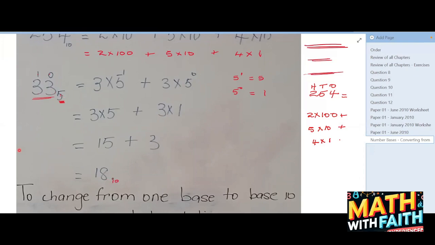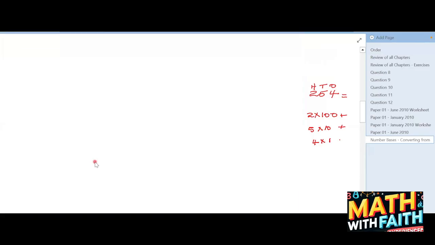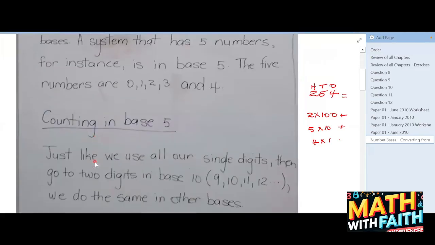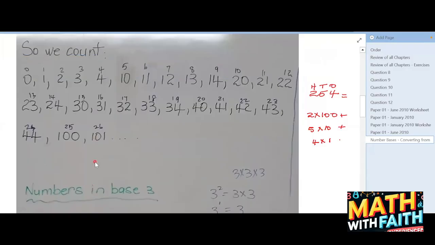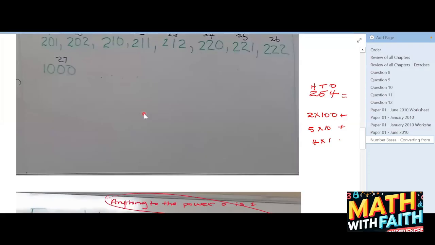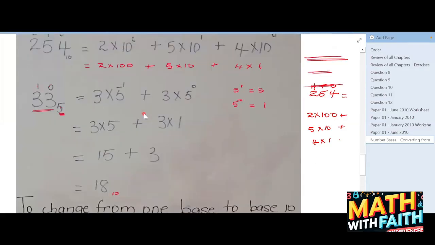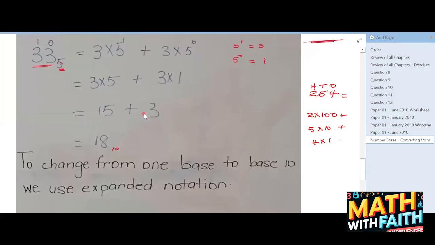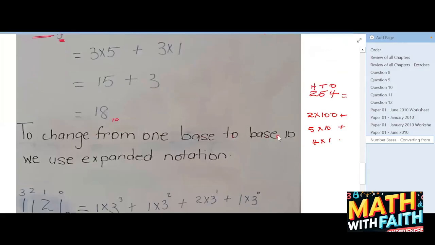And let's look at this. Let's go back up. Look, we did the numbers in base 5 here. 33 in base 5. When we counted it, we got 18. See how we got the same thing there? Right. So 33 in base 5 is 18 in base 10. Hence, to change from one base to base 10, we do expanded notation. That's how we convert a number from any base to base 10.